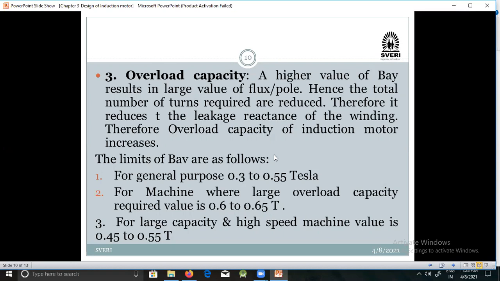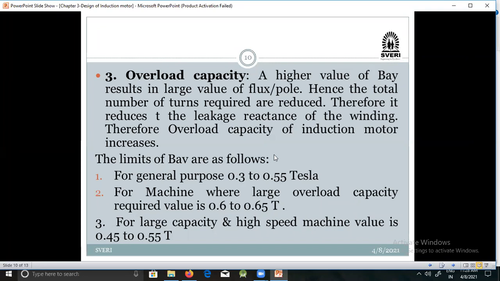Now, for a machine where large overload capacity is required. You are having one machine with you, but due to some reason that machine is continuously overloaded. So that time what will be the range for the flux density? The range for the flux density is from 0.6 to 0.65 Tesla. Okay, 0.6 to 0.65 Tesla.